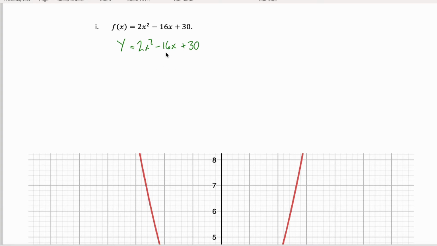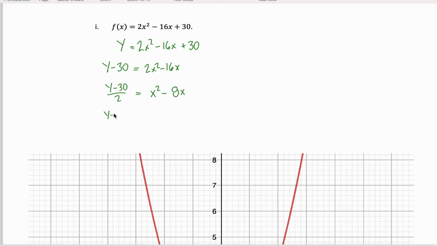Now our first step is always to isolate the x and x squared terms. So we're going to subtract 30 from both sides of the equation, yielding y minus 30 equals 2x squared minus 16x. Now is the step where we check our leading coefficient and make sure it's a 1. In this case, it's a 2, which is problematic, but it's got an easy fix. All we got to do is divide both sides of the equation by 2. When we divide the left side by 2, we get y minus 30 divided by 2. When we divide the right side of the equation by 2, we can divide each of these coefficients by 2, giving us x squared minus 8x.